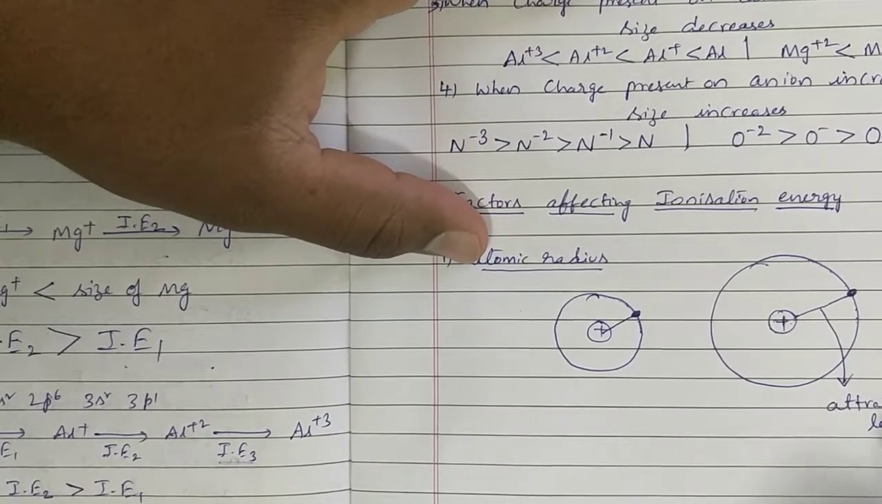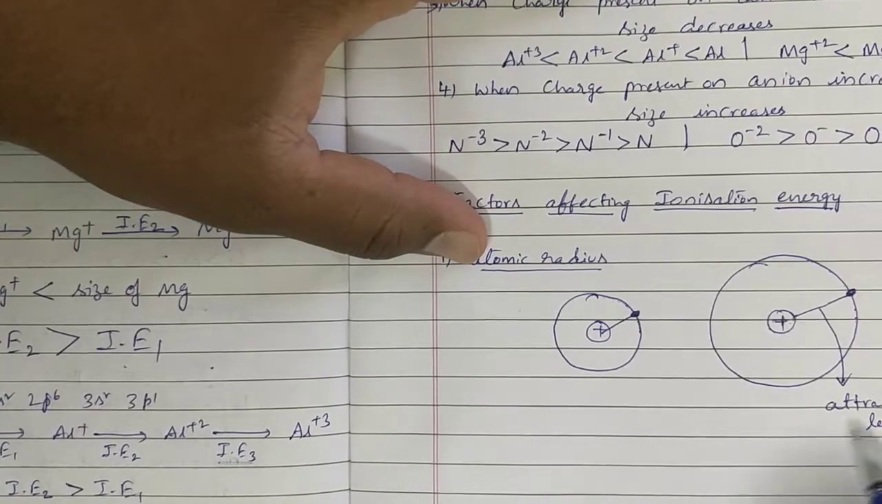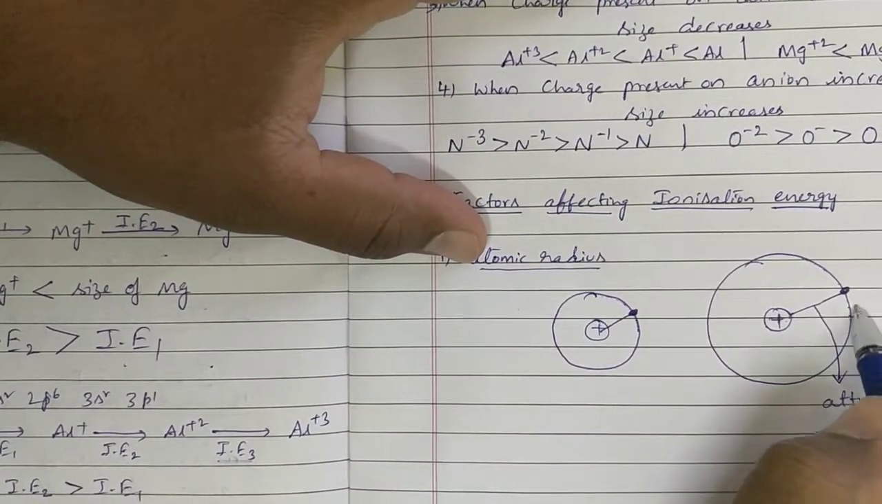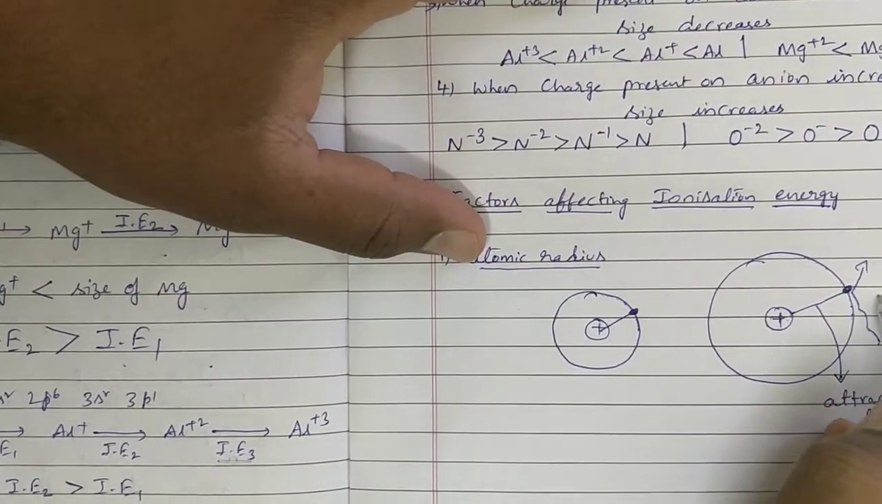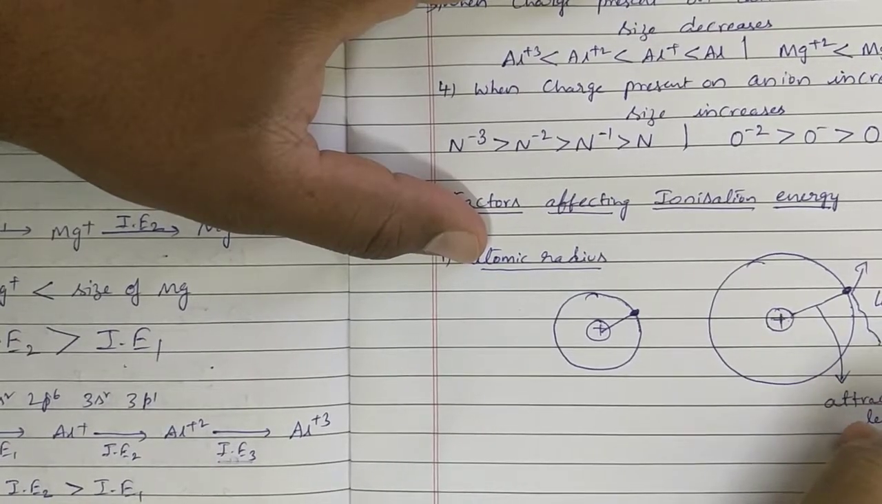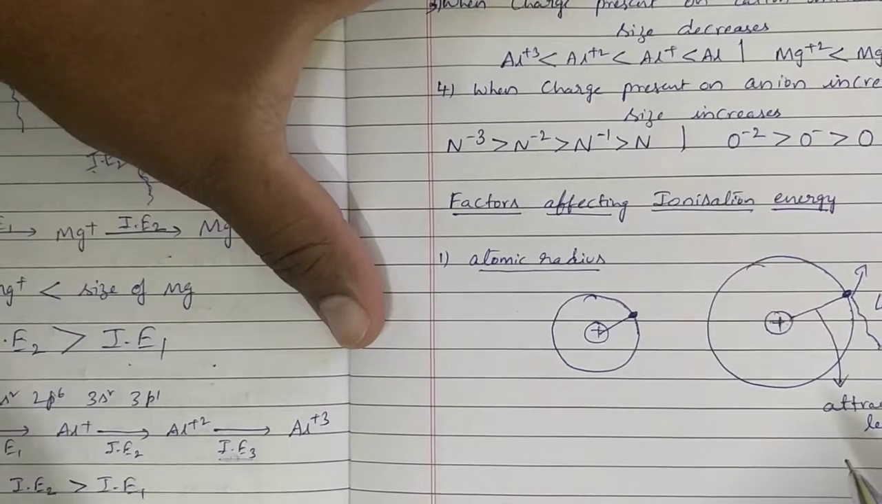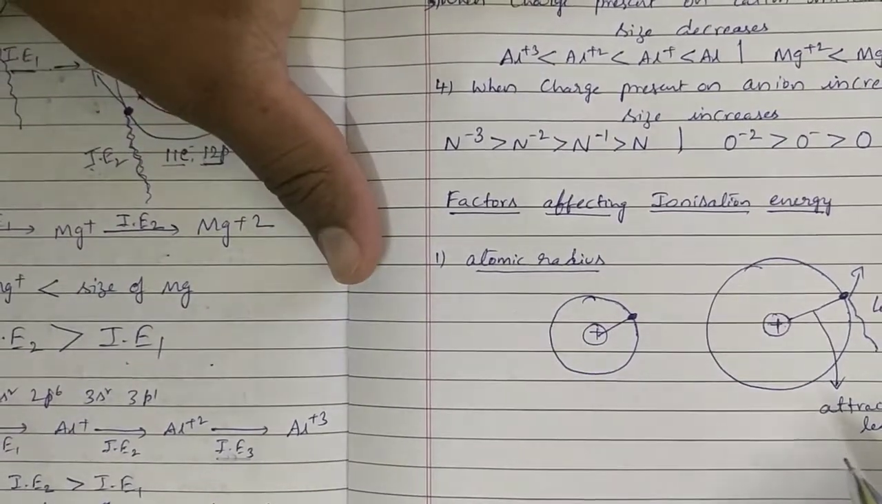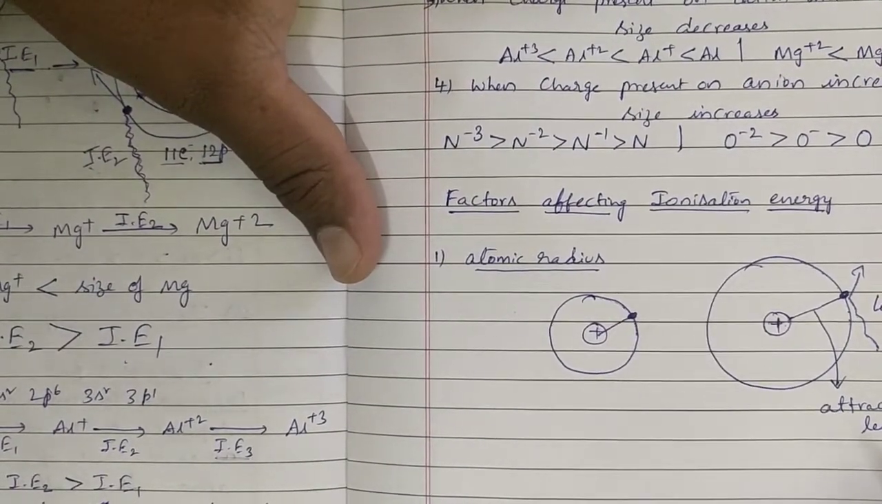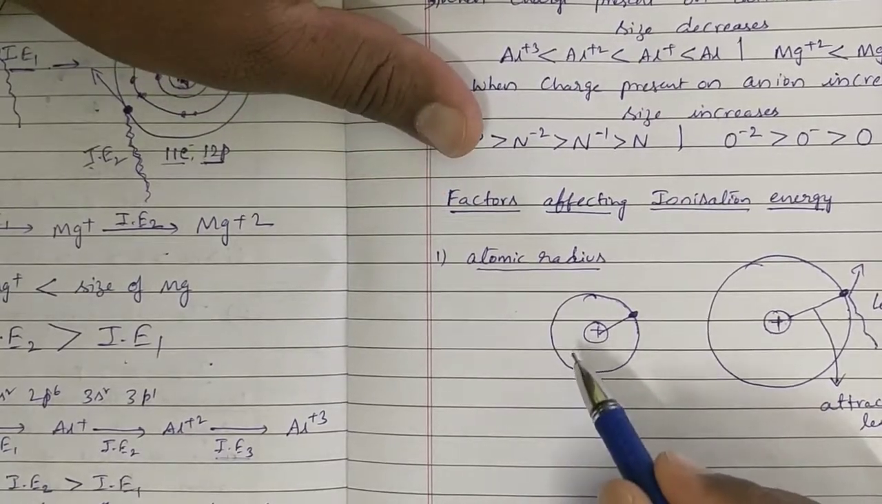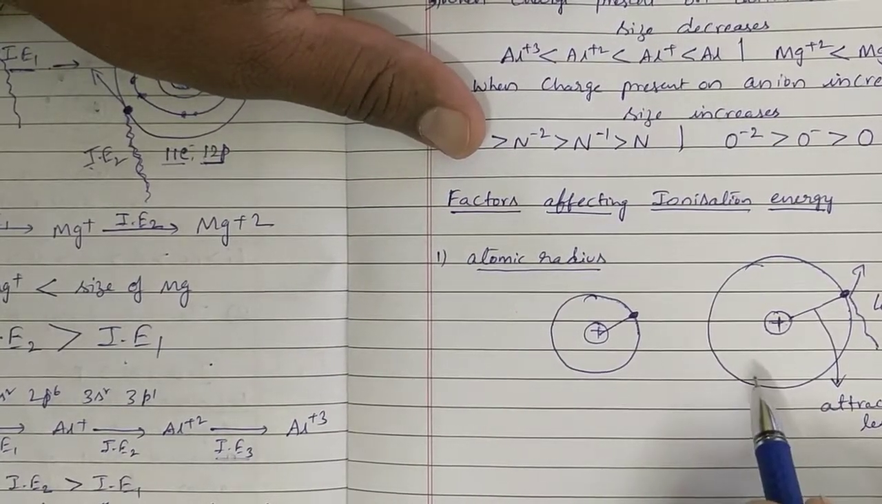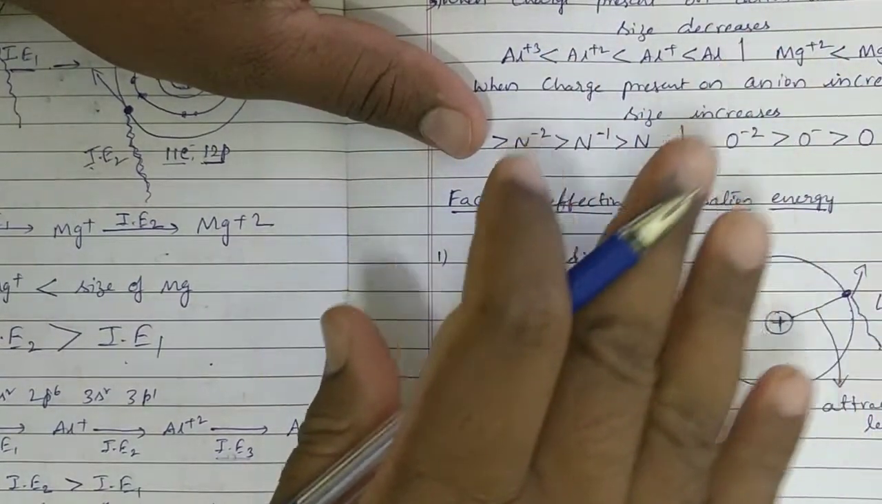When the distance increases, attraction decreases. Attraction is less, so we can remove the electron easily with less ionization energy. When attraction is less, removal of an electron is easy, and with a smaller amount of energy itself we can remove the electron. So, when the size of the atom increases, ionization energy decreases.